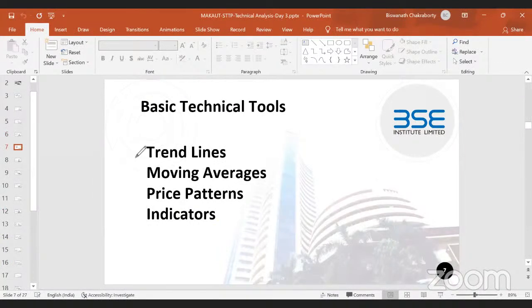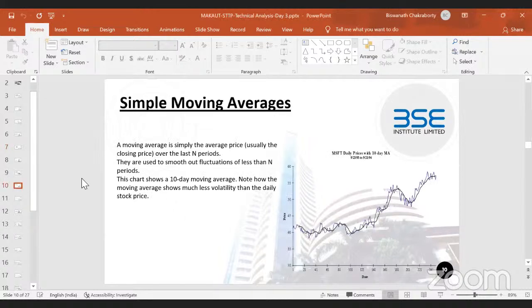Already we have touched the trend lines. Now we are coming one by one to the rest of the content. Now my next content is simple moving average or SMA.